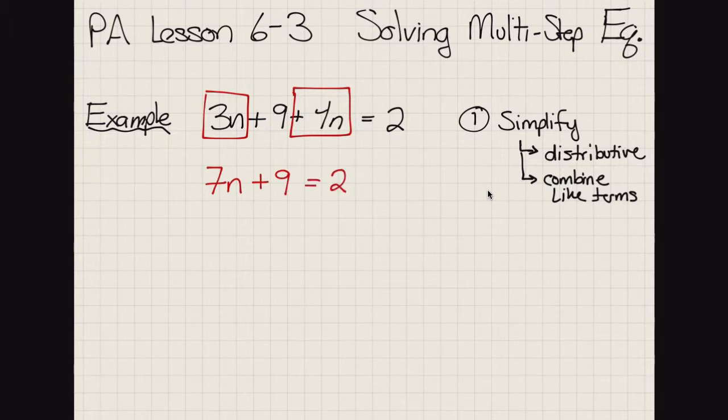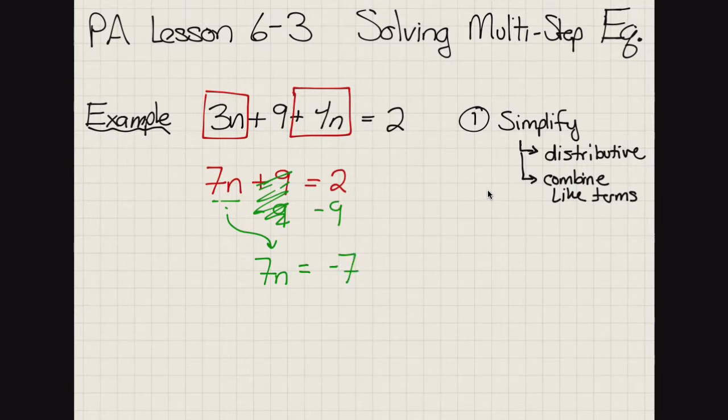What's the first thing I'm going to do to solve this? I'm going to subtract 9 from both sides. A positive 9 minus 9 is 0, so I carry down that 7n, and that's equal to 2 minus 9. I'm taking away more than I have, so I'm going to go negative here. Negative 7.